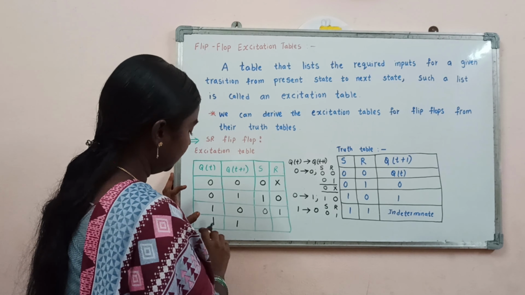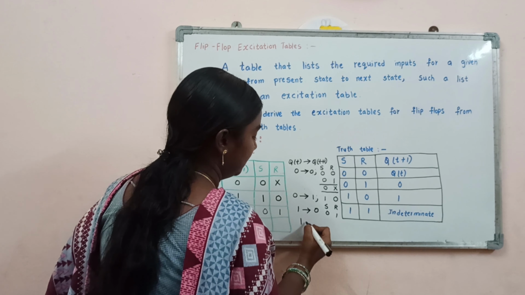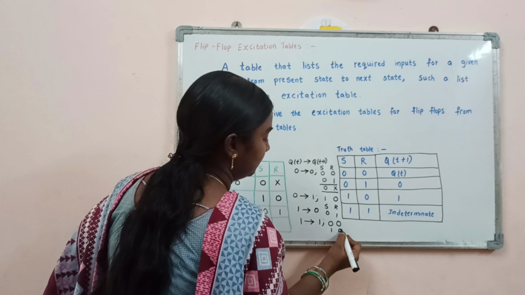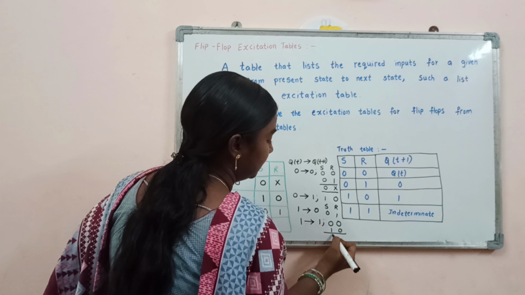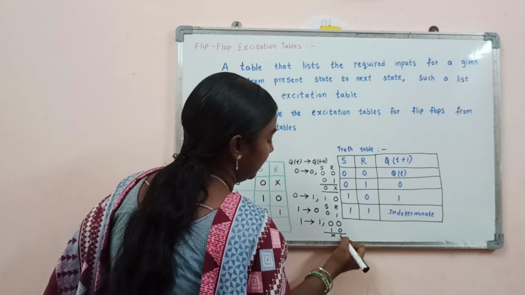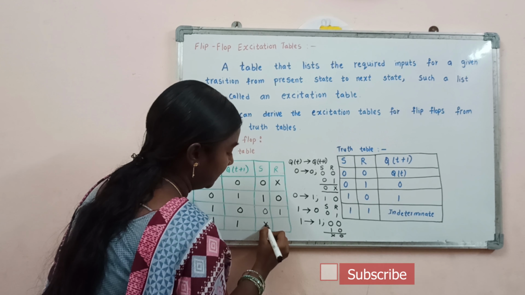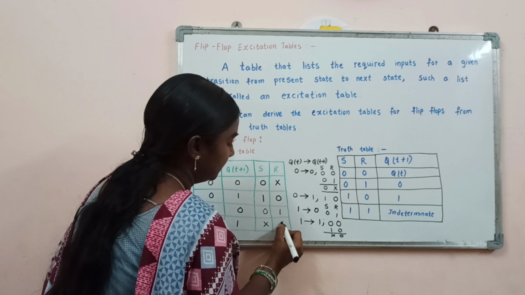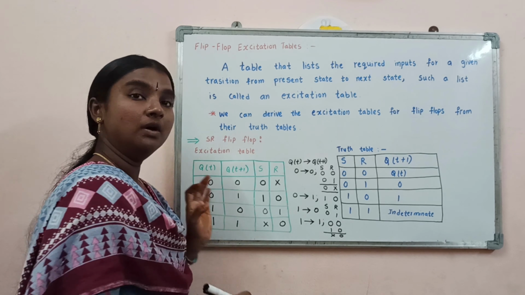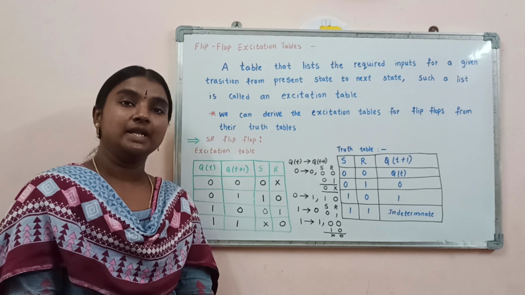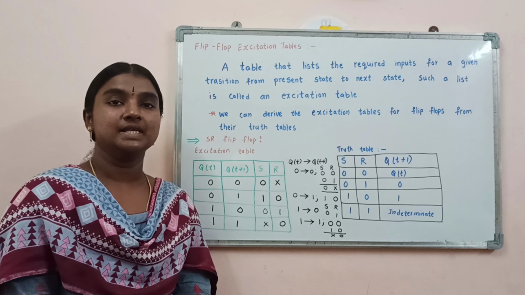Now coming to the fourth transition, the 1 to 1 transition can be obtained when the set input pin is 0 and reset input pin is 0, and when the set input pin is 1 and reset input pin is 0. So it indicates that the set input pin can be don't care and the reset input pin can be 0. So here the set input can be don't care, reset input can be 0. This completes the explanation of the excitation table of the SR flip-flop.